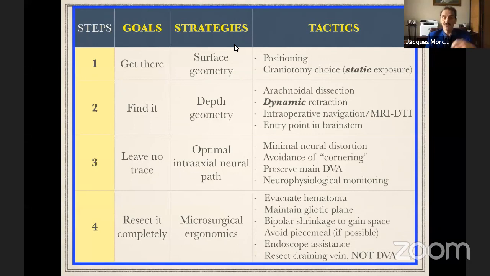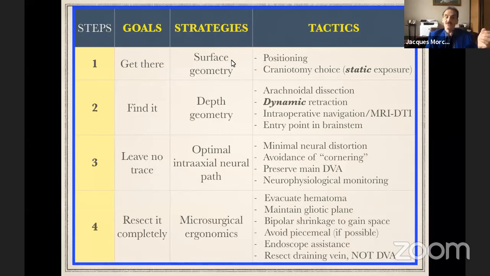To get there, you need to understand surface geometry. To find the lesion, you have to understand depth geometry. To leave no trace, meaning to be safe and not hurt the patient, you need to have optimal intraaxial neural path, meaning you have to choose what is the path of least damage within the brainstem. And lastly, to resect it completely, you of course need some microsurgical ergonomics. Now let's look at each one of those.